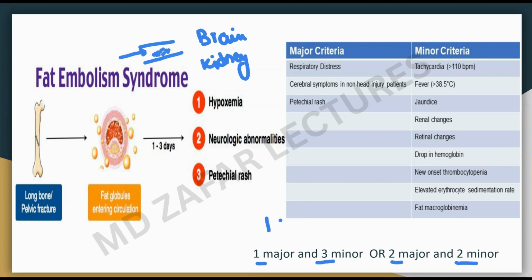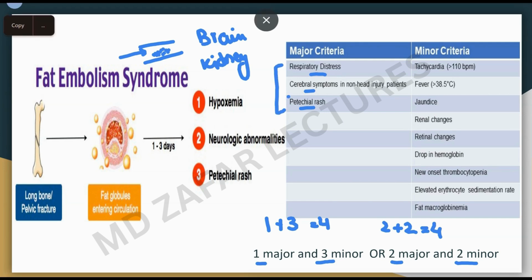So in order to memorize it, you have to see that 1 plus 3 is equal to 4, and so is 2 plus 2 is equal to 4. So you have to make the answer as 4. So remember the major criteria, especially if there is respiratory distress, if there is a cerebral symptom, that is the CNS involvement, and presence of petechiae. And you could also see that these are the 3 findings which are actually given in the scenario as well. So you can go through these values as well.